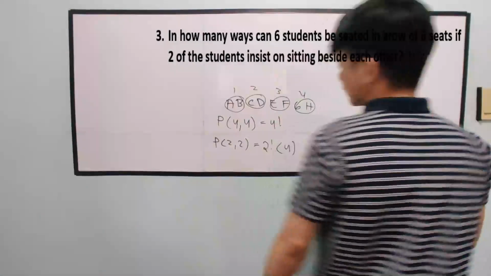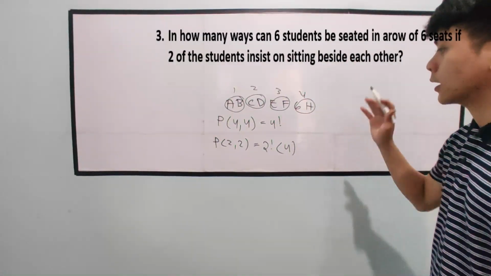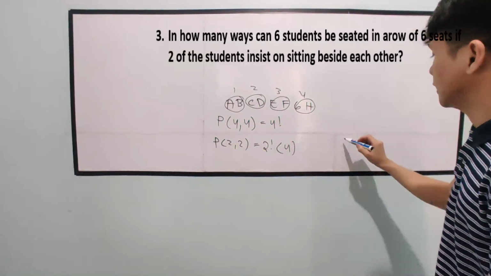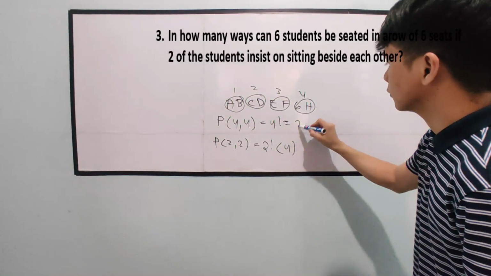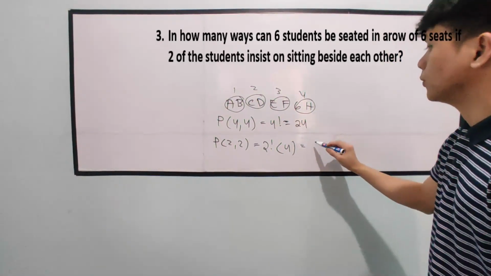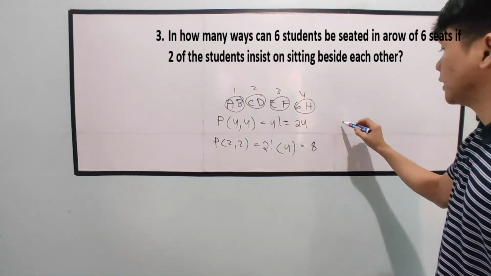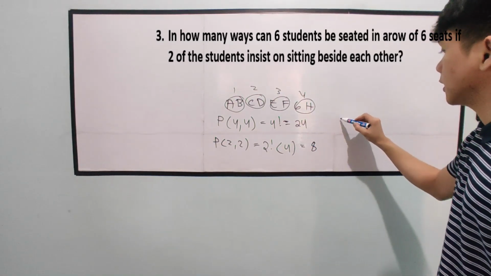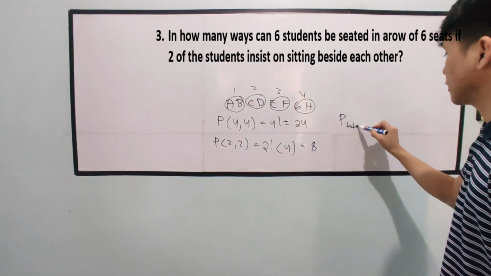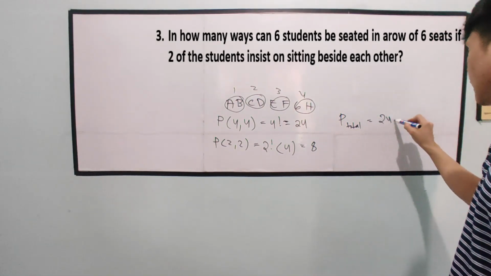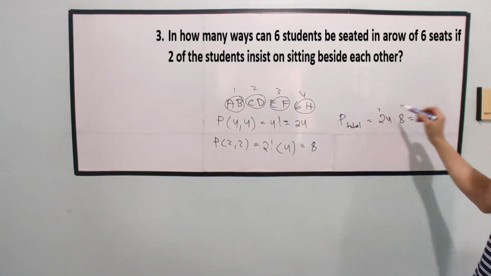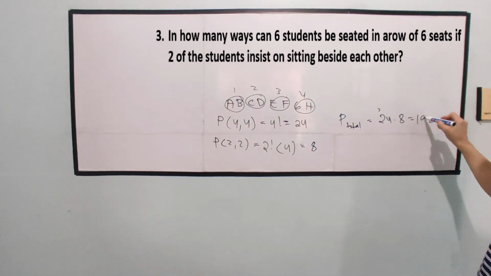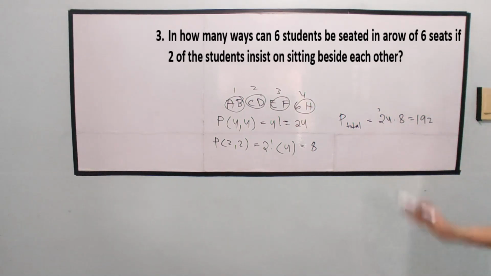And then, yung final answer natin by counting principle, multiply lang natin yan. So, that is 4 factorial. So, simplify lang natin to. That's equal to 24. This is equal to 8. So, final answer is total arrangement is 24 times 8. That is 3,192. So, the final answer is 192.